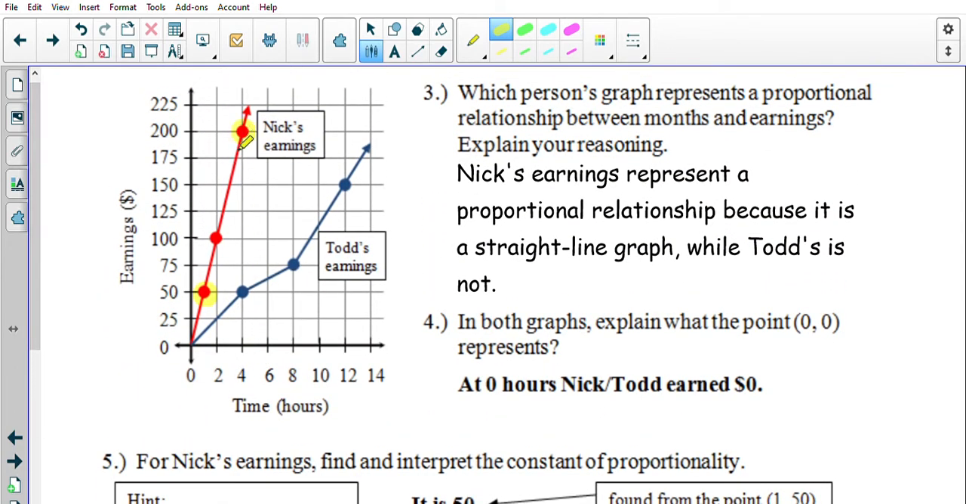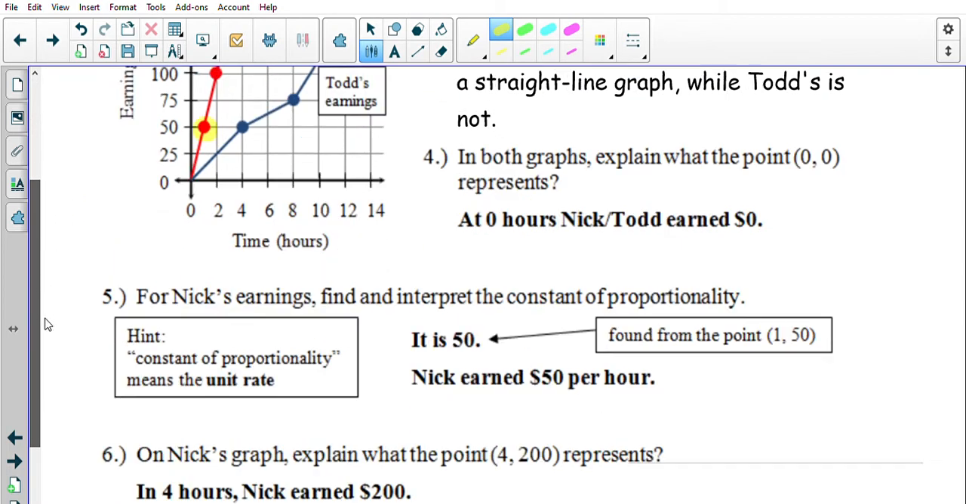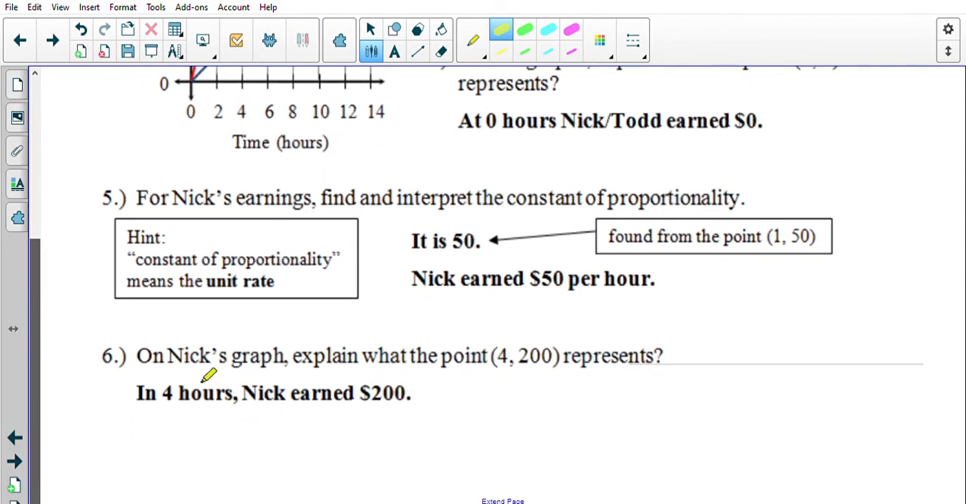So 4 hours, $200. It means that if Nick works for 4 hours, he's going to earn $200. The wording doesn't need to be exactly the same for what you write, although this is already on your paper, but we want to know that in 4 hours, Nick is going to earn $200.